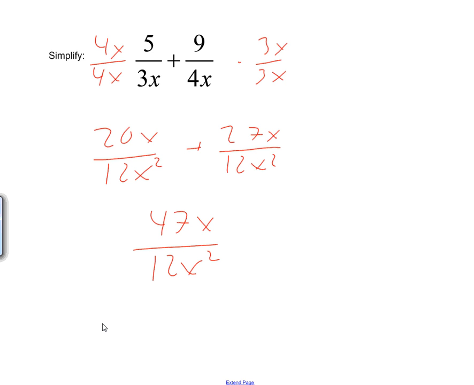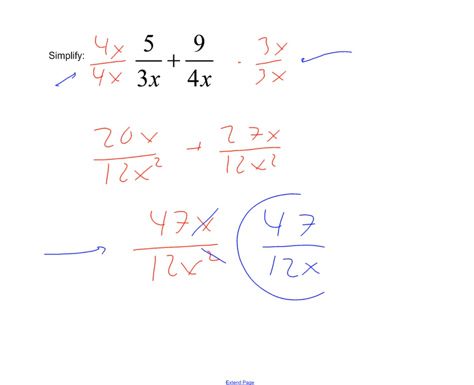As was the case with the previous example, you could multiply the right fraction by 3x over 3x and the left fraction by 4x over 4x, but that won't get you the least common denominator, and you'll wind up with an expression like this, 47x over 12x squared, which needs to be simplified. Cancel the x, and we wind up with 47 over 12x. So it will work, but it requires simplification.